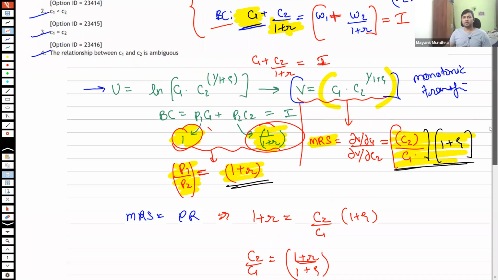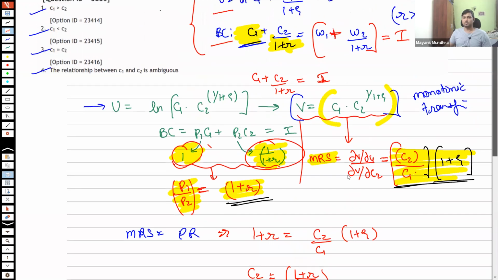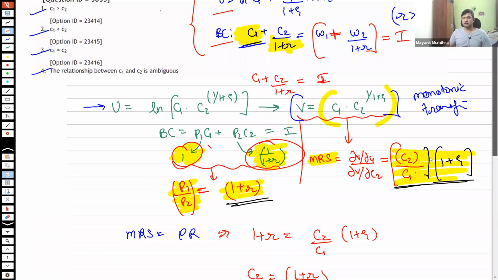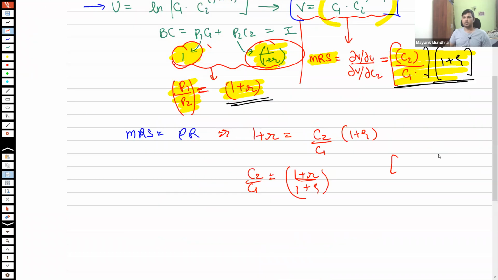Right, now R is given to be greater than rho. So since R is greater than rho, I know that this value is going to be greater than 1, which implies C2 is greater than C1. Right, so that's your answer here, C2 greater than C1.